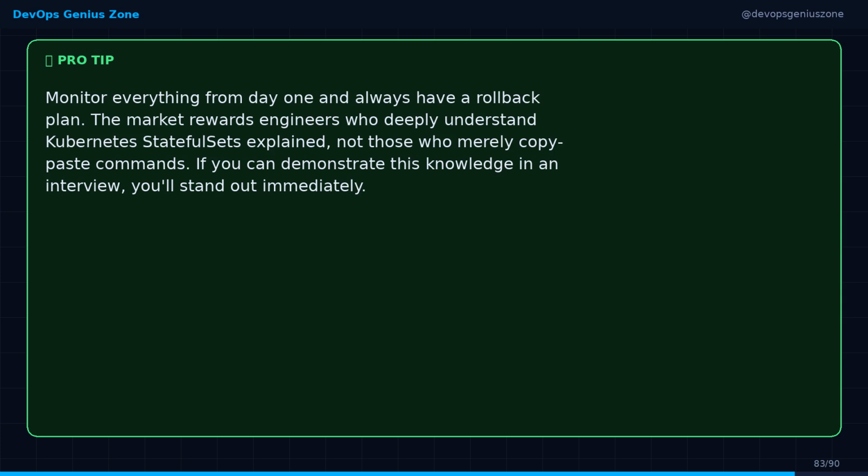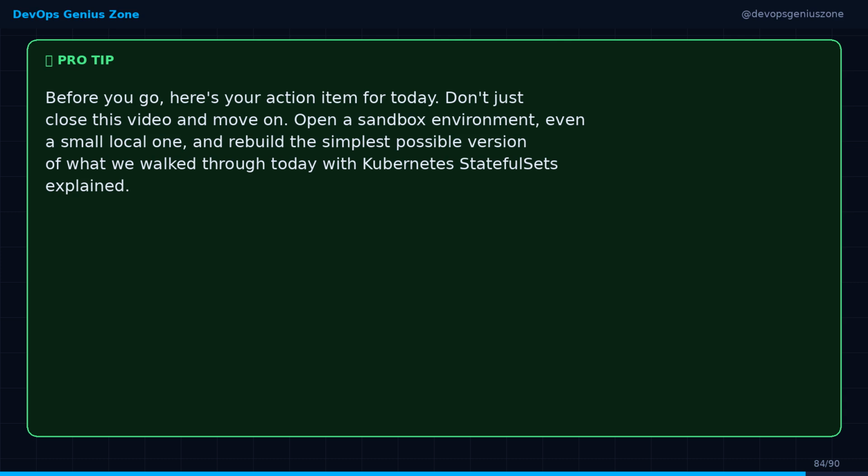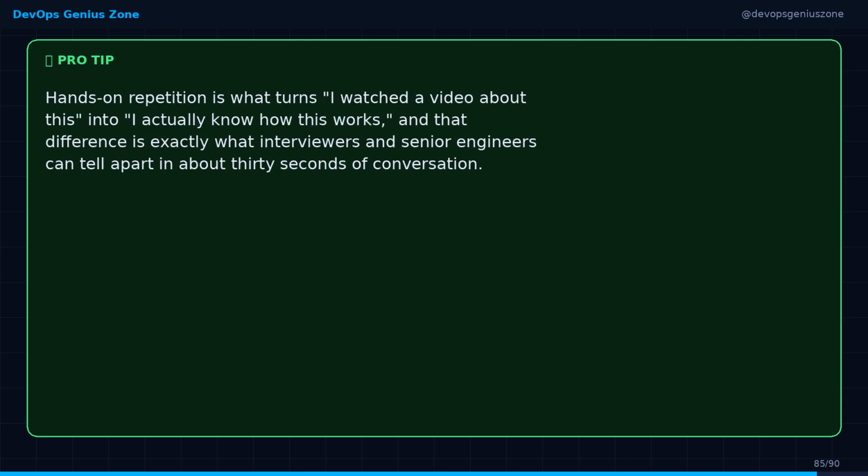not from official documentation. To summarize, Kubernetes StatefulSets explained is critical in the 2025 US DevOps job market. Start right by understanding requirements before touching configuration and version control everything. Follow best practices around least privilege, small changes, automation, and documentation. Monitor everything from day one and always have a rollback plan. The market rewards engineers who deeply understand Kubernetes StatefulSets explained, not those who merely copy-paste commands. If you can demonstrate this knowledge in an interview, you'll stand out immediately.